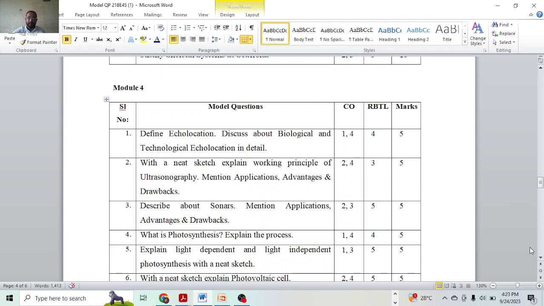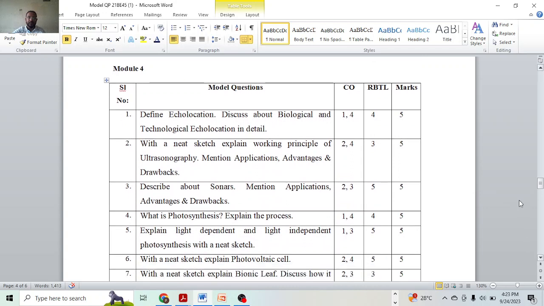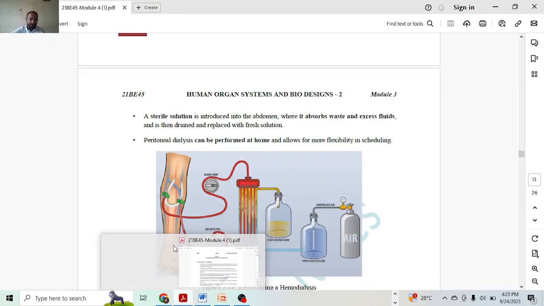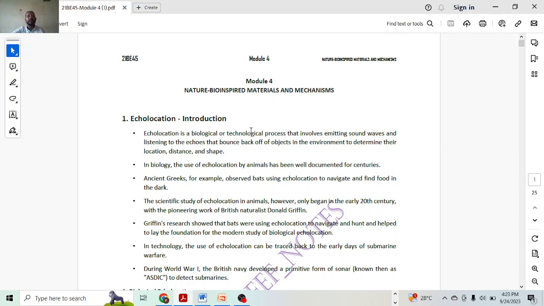So in this class we are going to discuss module 4 model questions. We have finished module 3. Let's close that tab. Yes, so we are having module 4. Module 4 is nothing but bioinspired, nature inspired materials and mechanisms. So we are having echolocation as the first topic.